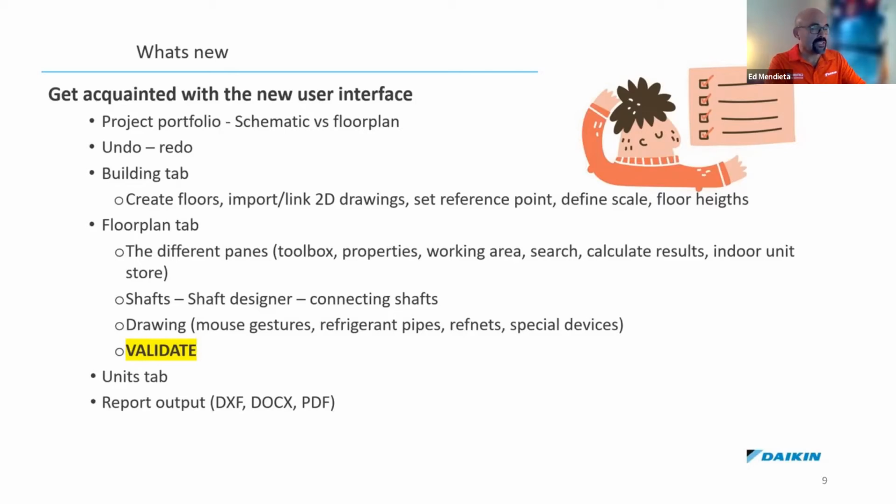I'll go over these, plus a validate button, because at the end of entering all your piping lengths and your equipment, you hit validate. Also, you have the same units tab, and you'll have a report output in either PDF or in a layered CAD file.